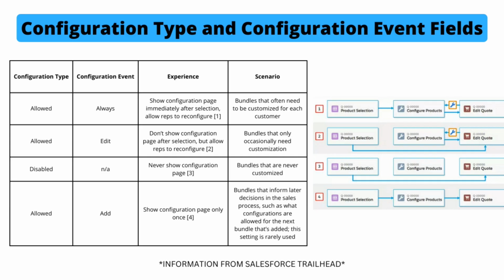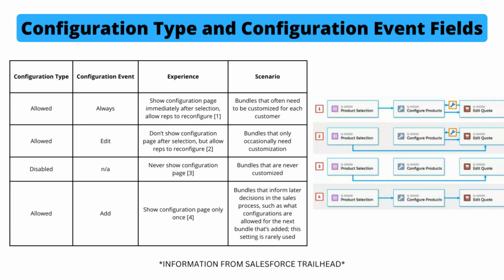If we move on to the next combination, which is configuration type disabled, as I'm sure you can guess, this combination ensures that a user is never presented the configure products page when adding a product, along with not allowing a user to reconfigure as well. This combination is ideal for product bundles that should never be customized.